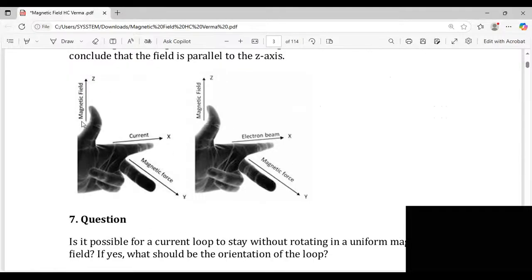Let's see the figure. This is the thumb, magnetic field along the z-axis, current along the x-axis, and magnetic force along the y-axis. Here, magnetic field along the z-axis, electron beam along the x-axis, and magnetic force along the y-axis.